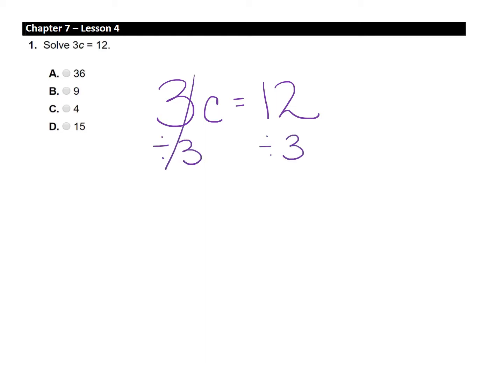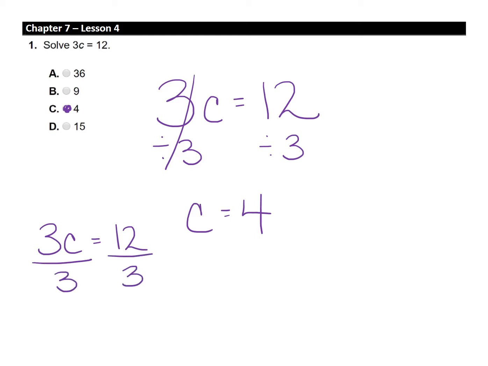Chapter 7, Lesson 4, solve 3c equals 12. This is multiplication, so the inverse operation is division. You can divide by 3, and you're going to get c equals 4. I can also show this in another way. I can do 3c equals 12, and I could do divide by 3, c equals 4. This is the preferred method in algebra.